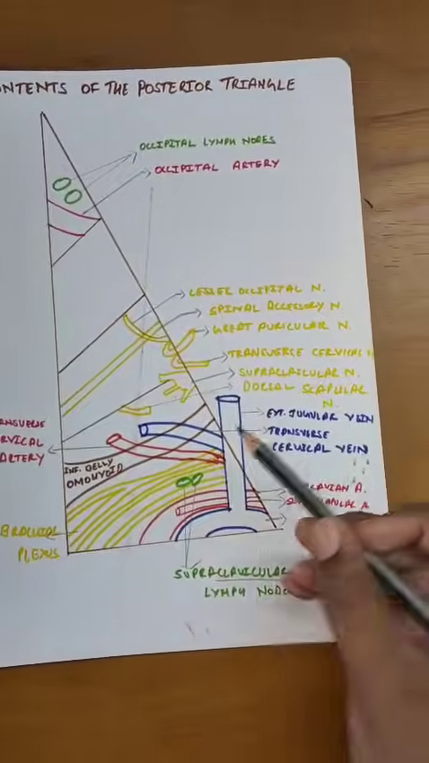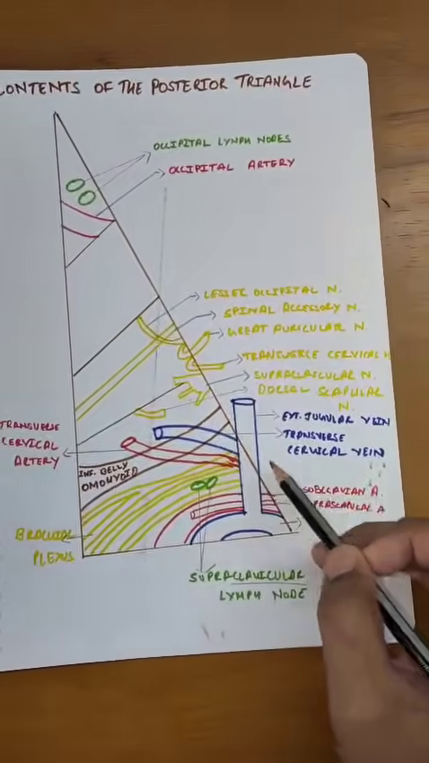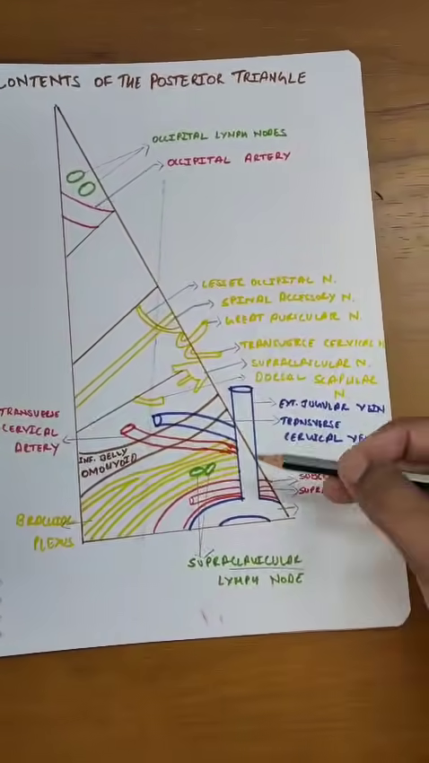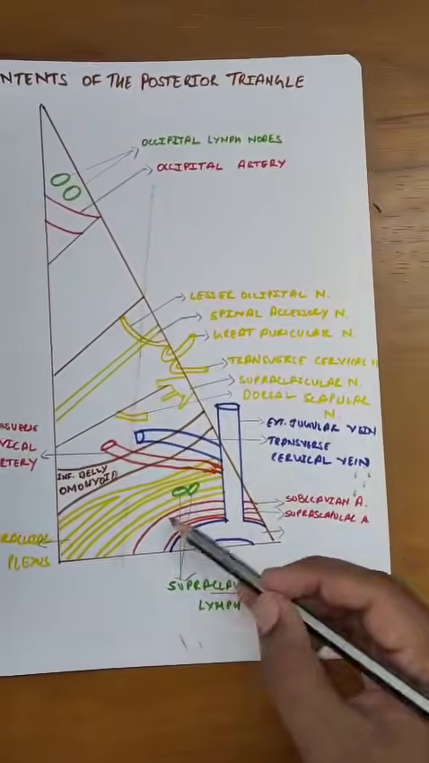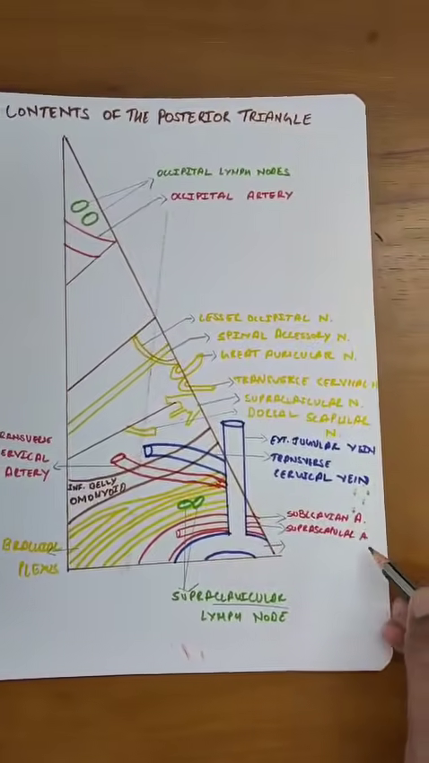Coming to the vessels, we have the transverse cervical vein draining into the external jugular vein, and the terminal part of the external jugular vein draining into the subclavian vein. We also have the third part of the subclavian artery and the suprascapular artery.